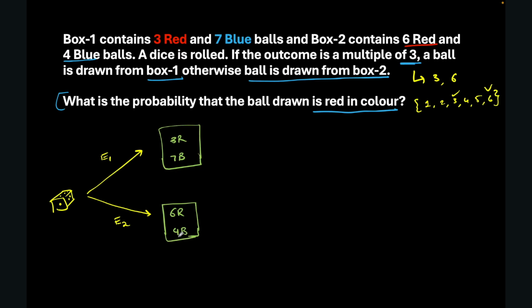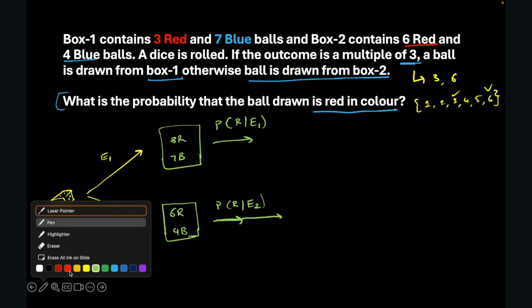All right, and then we choose the red ball. So the red ball would essentially be the probability of red given that it's E1, and the probability of red given that event 2 takes place. We're working under the condition that event 2 takes place. So how do we figure this out? Well, let's break it down.